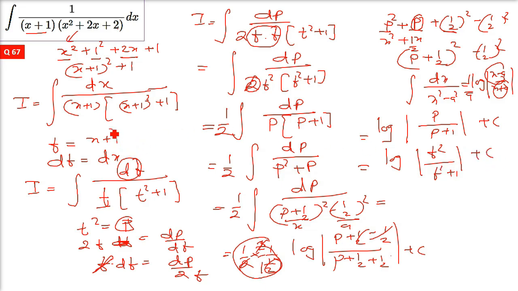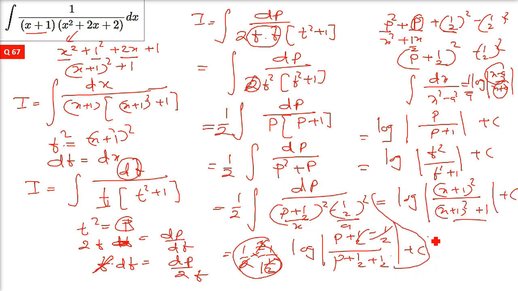What was t square? If you remember, t is x plus 1, so t square will be x plus 1 whole square. So you can just write it here: log of x plus 1 whole square divided by x plus 1 whole square plus 1, plus constant of integration. Now you can resolve this. For x plus 1 whole square you can take the 2 in front, because log x to the power y is y log x. So this 2 comes in front.